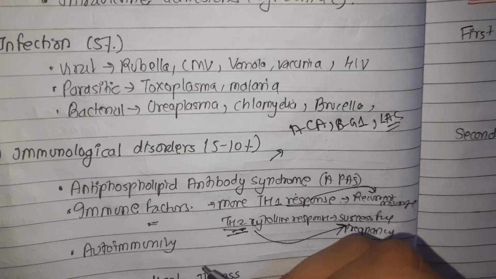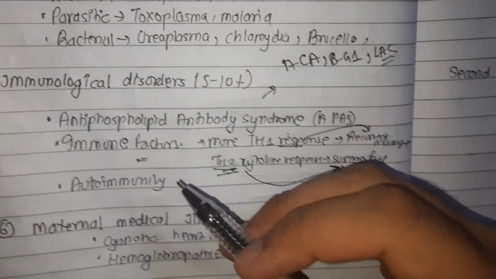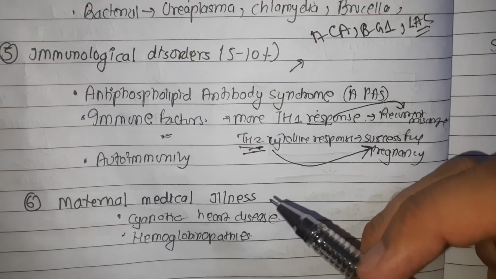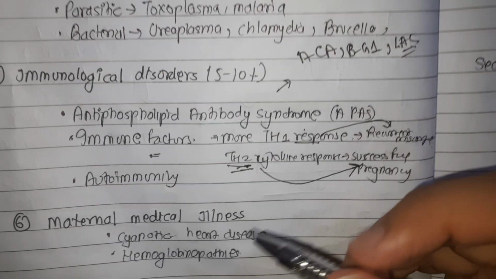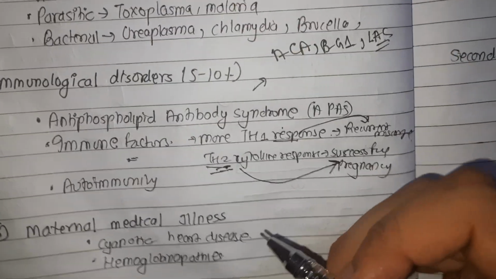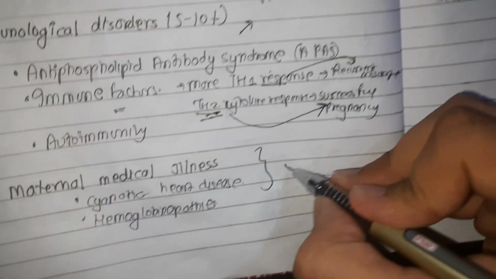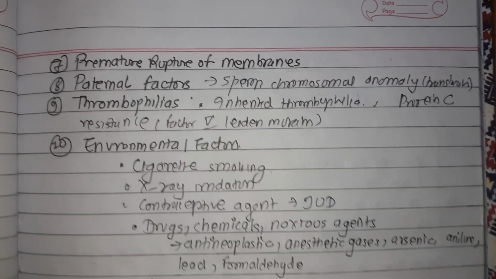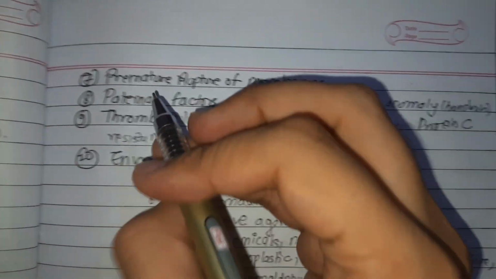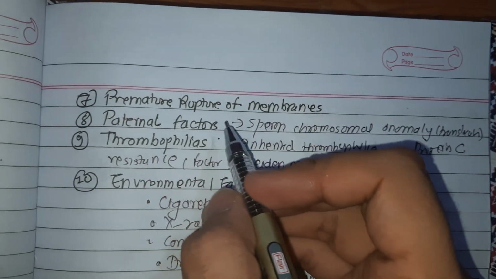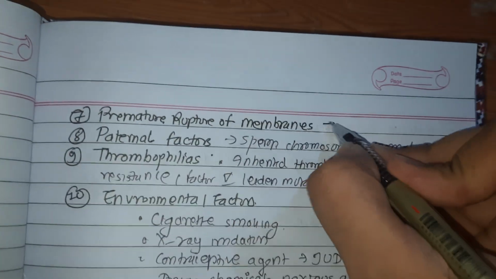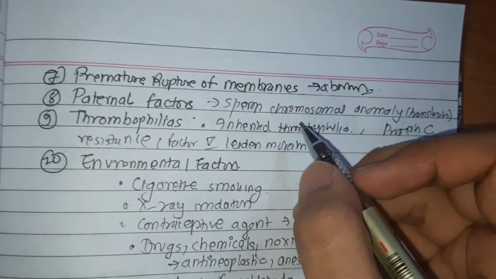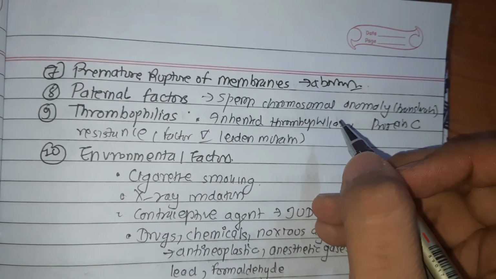And the next one, we have the autoimmune factor, and various autoimmune disorders like SLE can cause abortion. And in the sixth, we have the maternal medical illness. We have the cyanotic heart disease, hemoglobinopathies, and these are associated with early miscarriages. And then in the seventh cause, we have the premature rupture of membrane that inevitably leads to abortion. We have the paternal factors like sperm chromosomal anomalies like translocation can cause miscarriage.